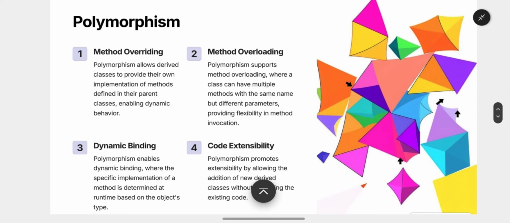In polymorphism, there are four types: method overriding, method overloading, dynamic binding, and code extensibility. In method overriding, polymorphism allows derived classes to provide their own implementation of methods defined in their parent classes, enabling dynamic behavior. In the second point, method overloading.